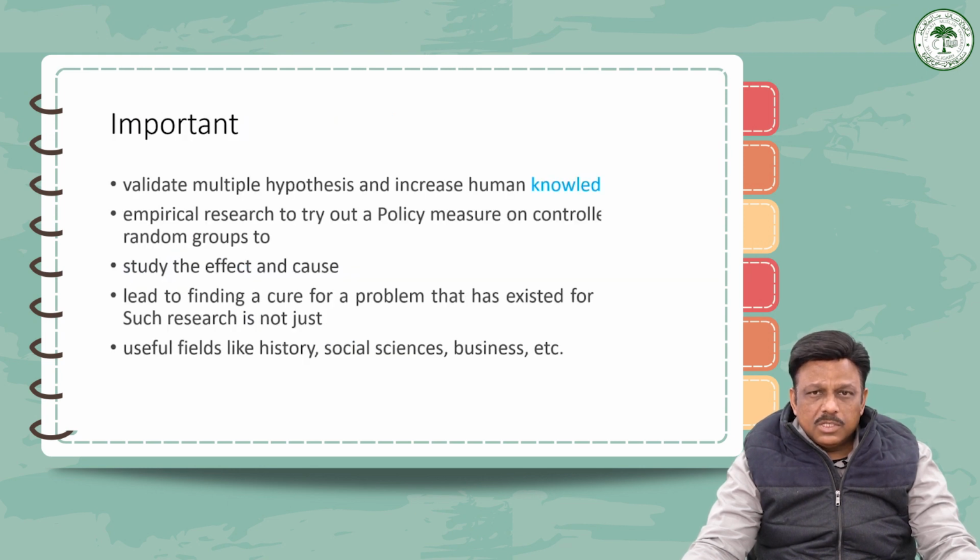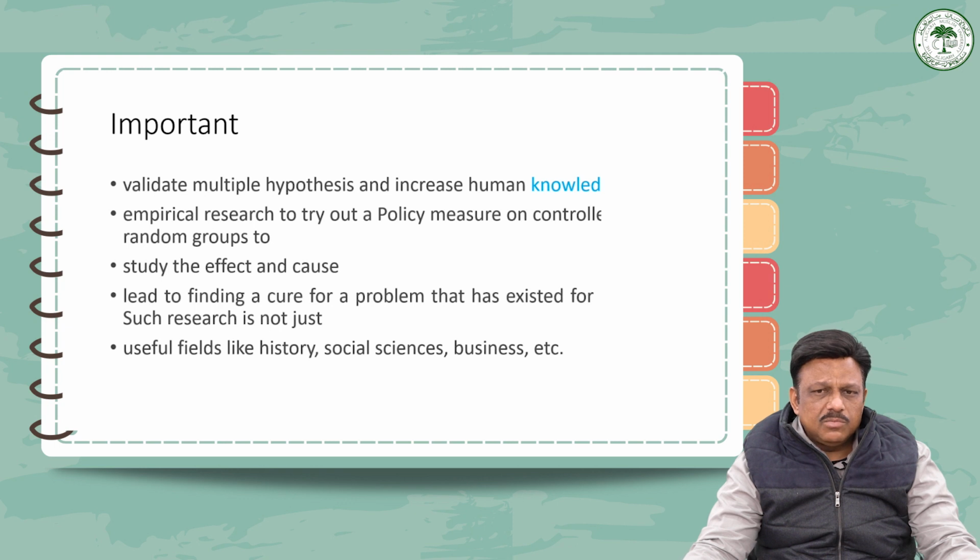And talking about its importance, we find that it is used to validate multiple hypotheses and increase human knowledge, and we continue doing it to keep advancing in various fields. For example, a pharmaceutical company uses empirical research to carry out a policy measure by controlling groups of random people or random groups to study the effect or the cause of something. This way, they prove certain theories they had proposed for their specific policy.